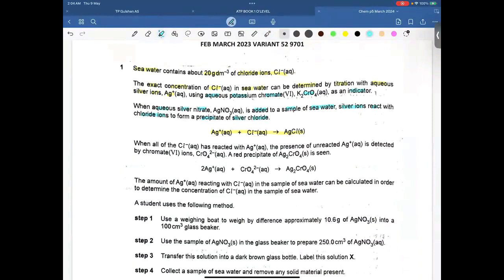One more thing. This potassium chromate(VI) is basically an oxidizing agent also, and its nature is carcinogenic, so it causes cancer. One more thing. Silver chloride has white precipitates, and also silver chloride is insoluble in water.